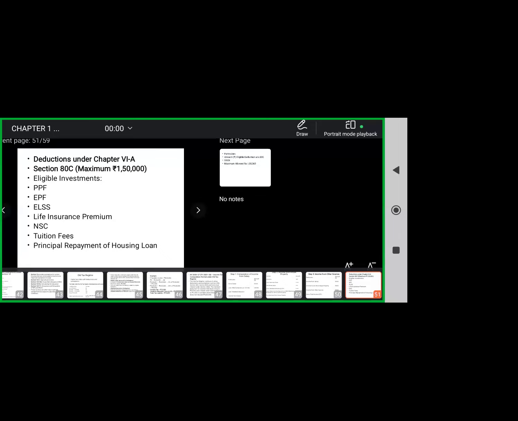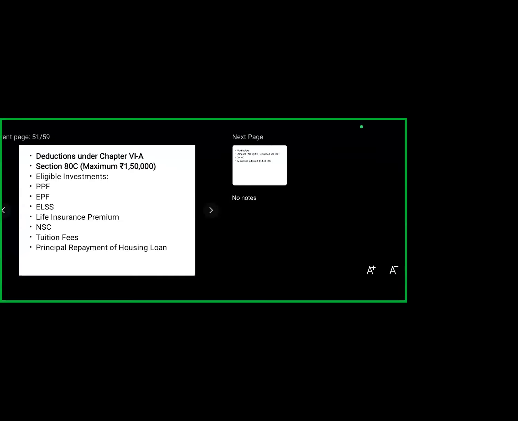And if I have invested 1,85,000, even though I have invested 1,85,000, I cannot claim the full amount. The whichever-is-minimum rule is applicable, and that is the reason I can claim tax benefit against only 1,50,000. This is all about section 80C.